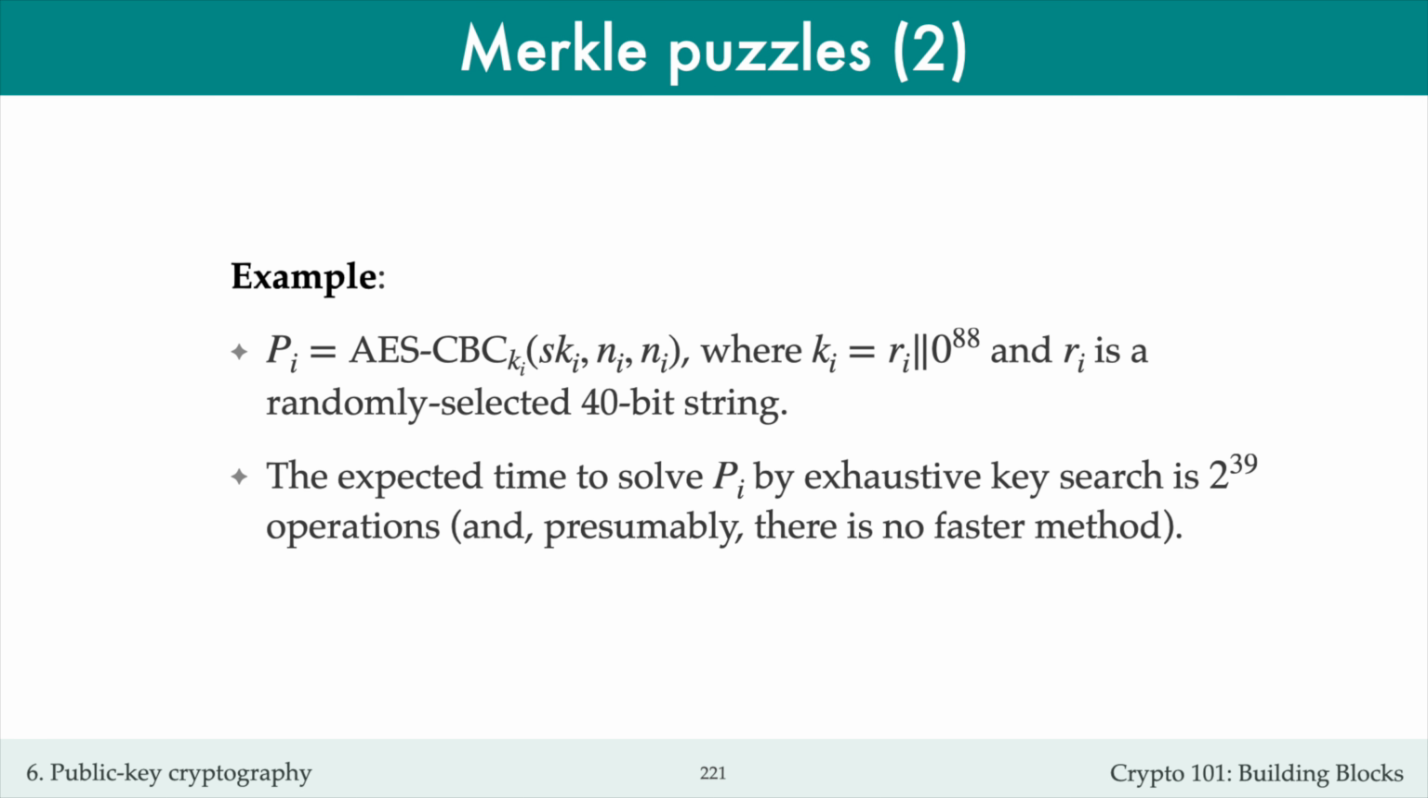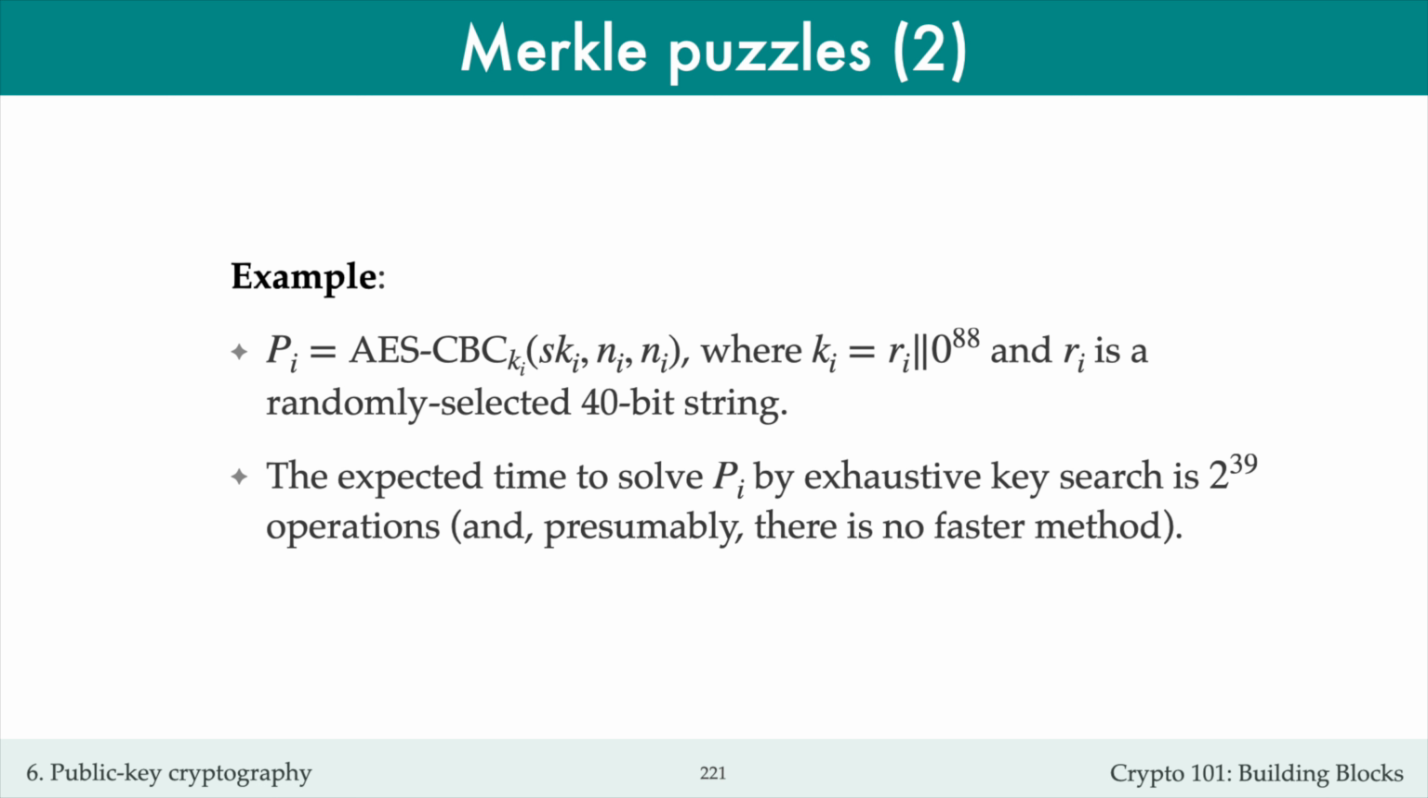Here's how the puzzles might be created. To create a puzzle Pi, Alice encrypts with AES in CBC mode a 3-block message, where the blocks are the session key and the serial number repeated twice. The encryption key Ki used to create the puzzle is Ri concatenated with 88 zeros, where Ri is a randomly selected 40-bit string.